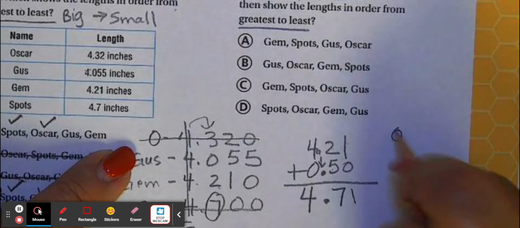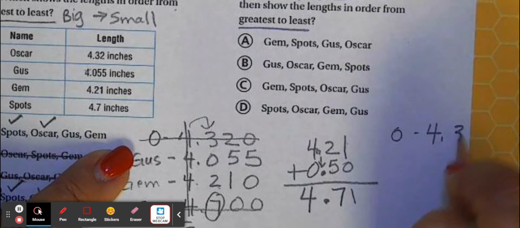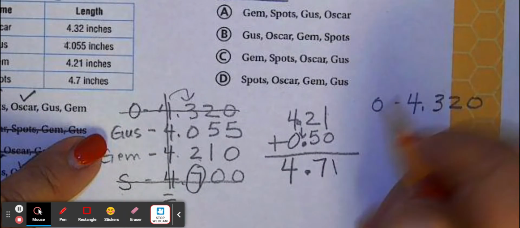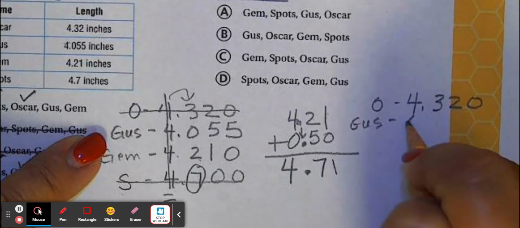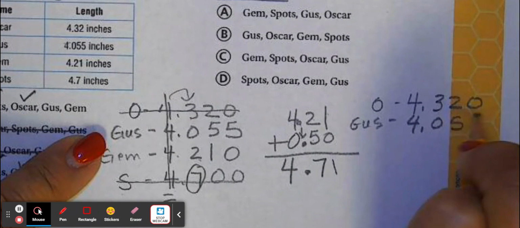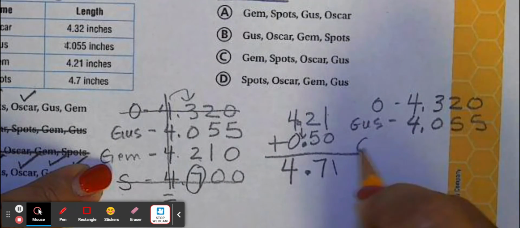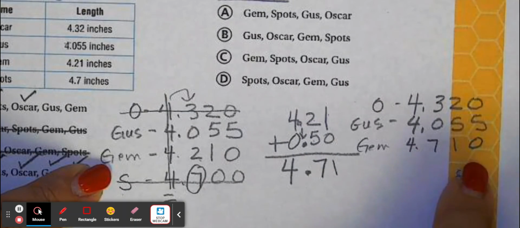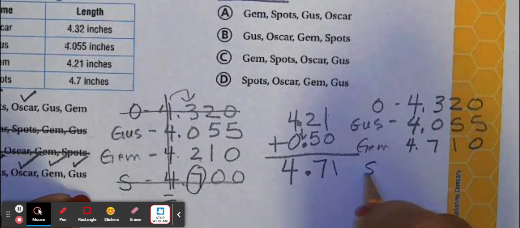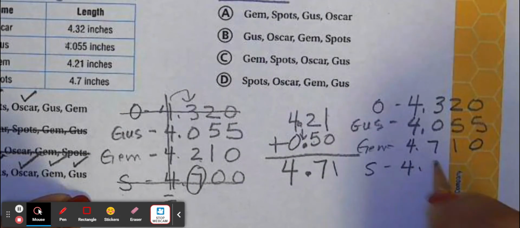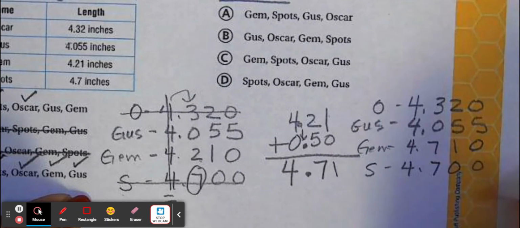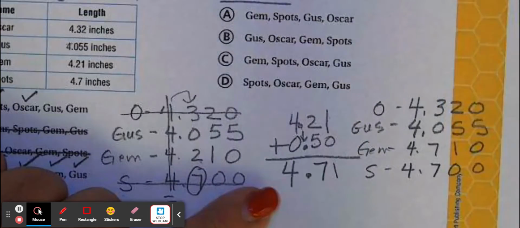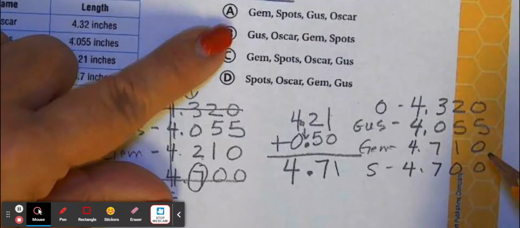So I'm going to repeat. I have Oscar at 4 and 32 hundredths, but I'm going to put my 0, my hero. Then I have Gus, 4 and 55 thousandths. Then Jem is the new one at 4 and 71 hundredths, 0 is my hero. And then I have Spots at 4 and 7 tenths, 0s are my heroes. Now I'm going from greatest, biggest to smallest.